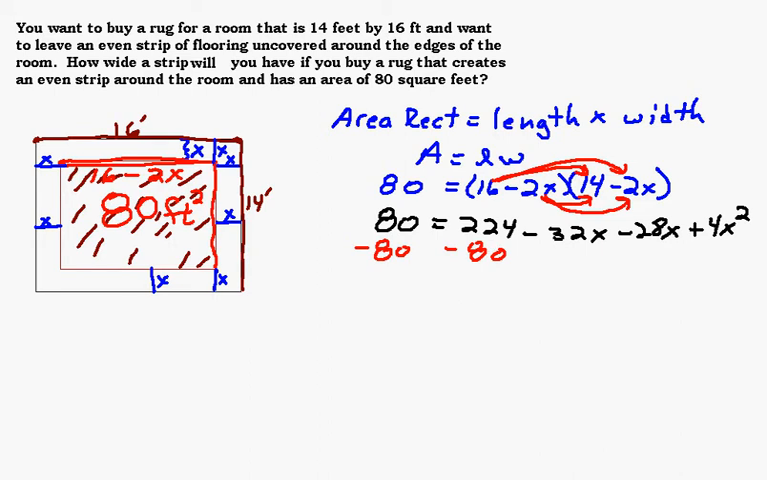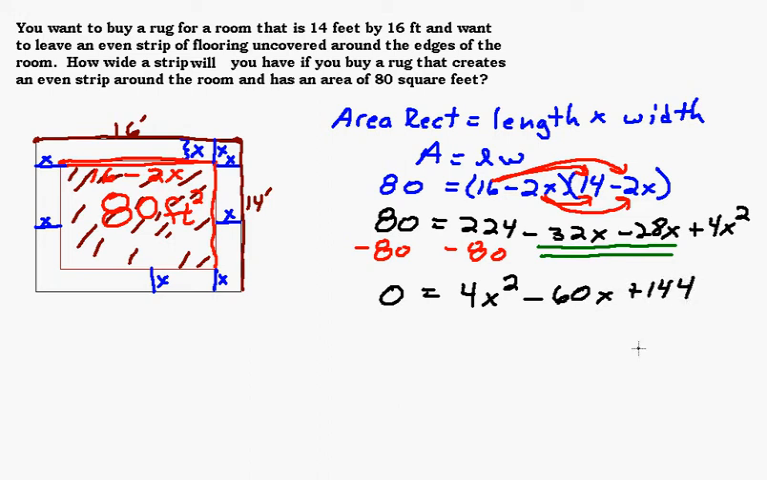I'm also going to combine like terms on this step. I'm going to get my negative 32x and my negative 28x together. And I'm going to write this in descending form. What I mean by that is I'm going to put my 4x squared first, and then my x's. So let's see, negative 32 and negative 28 is going to be negative 60. And then I'm going to put my constant term at the end. 224 take away 80 is a positive 144. So now we're in quadratic form. Ax squared plus bx plus c equals 0.